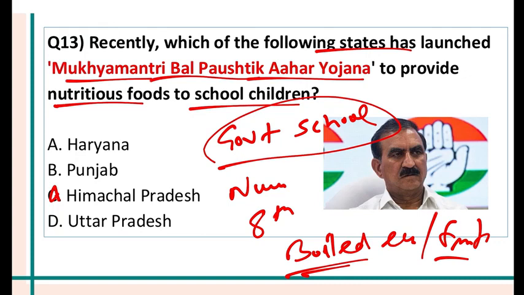The fresh fruits will be sourced from the local market based on the preference of the children, and the scheme will complement the existing midday meal scheme. So it will cover more than 15,000 government schools in Himachal, and more than 5 lakh students will benefit from this scheme. So this has been announced by the Himachal government.